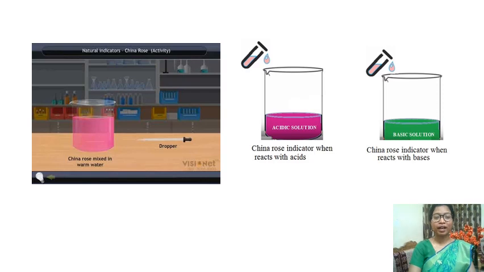So how do we prepare China rose indicator? We have to take China rose petals and put them in warm water and the China rose indicator is ready. Now we have to test with acidic solution and with basic solution. With acidic solution it gives dark pink or magenta color, and with basic solution it gives green color. Isn't it interesting? Right now you cannot go outside, but if you have China rose at your home, you can easily prepare this indicator and do the activity at home.